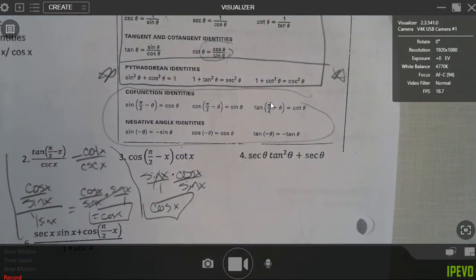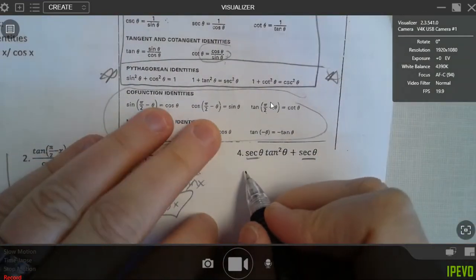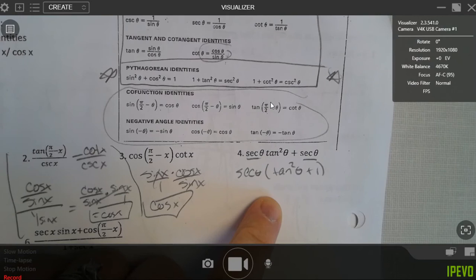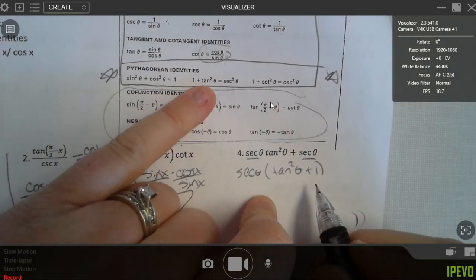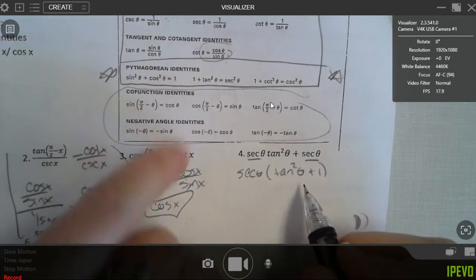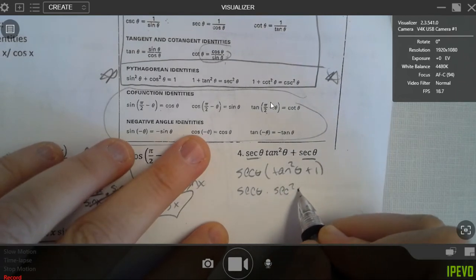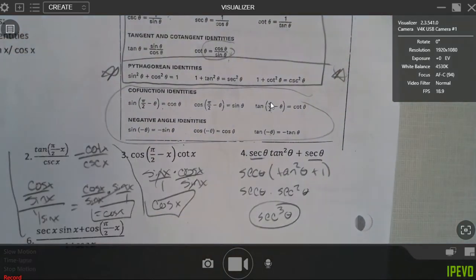So what I'm going to do here is factor, because I see a secant theta in each term, so you can factor it out. So we're going to have secant theta times tangent squared theta plus 1. And now this right here, I'm waiting for the video to catch up to me. Okay, this right here is just a Pythagorean identity. The 1 plus tangent squared theta, I can replace it with what it equals, secant squared theta. So secant theta times secant squared theta gives me secant cubed of theta.